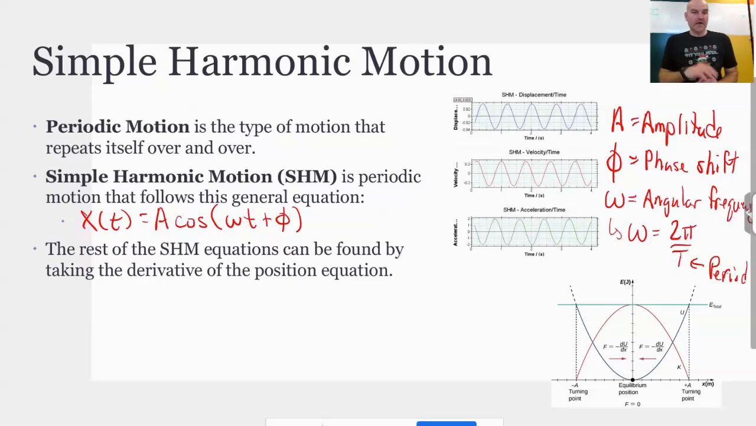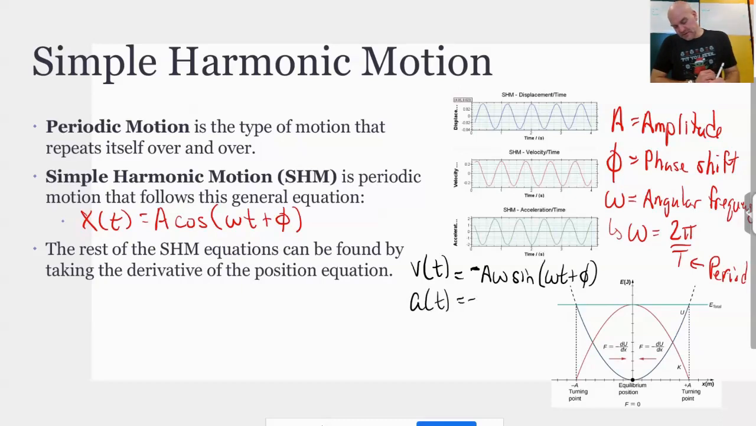Now, the rest of the simple harmonic motion equations can be found by simply taking the derivative of the position equation. So for our velocity equation, if I take the derivative of that function, I get negative A omega sine of what's inside, omega t plus phi. And if I take the derivative again, I get the acceleration: negative A omega squared cosine omega t plus phi.